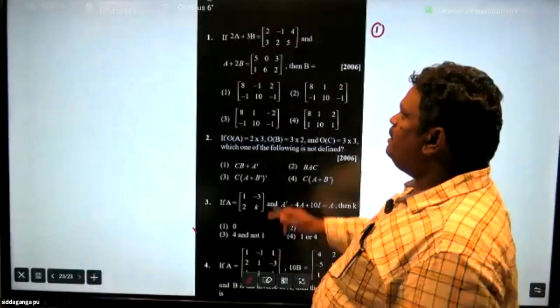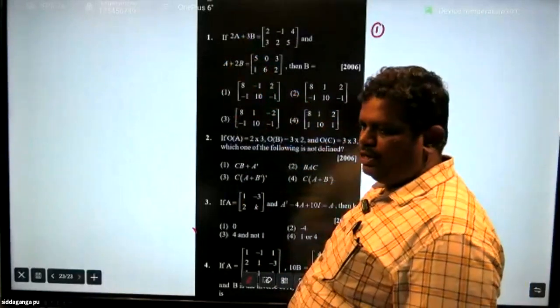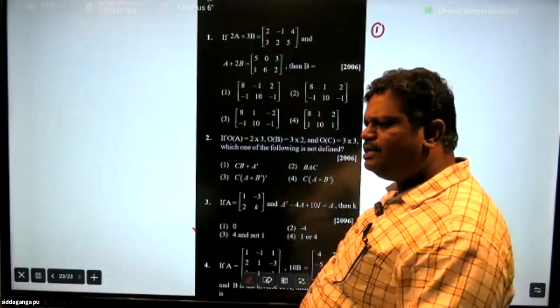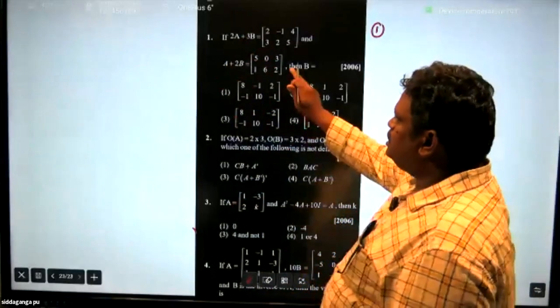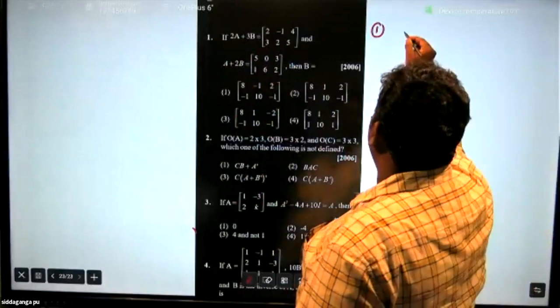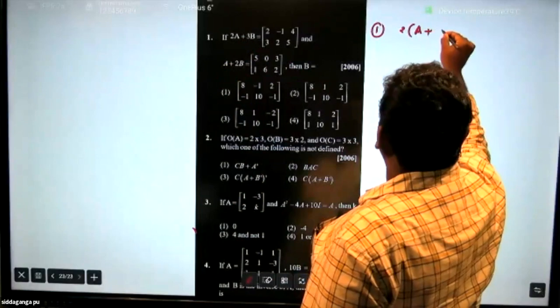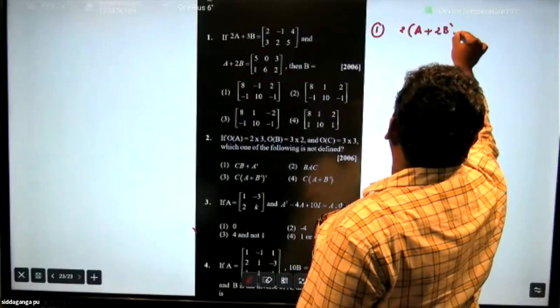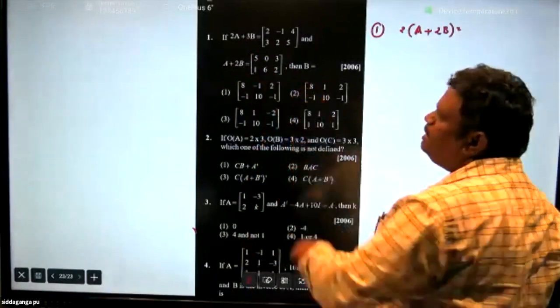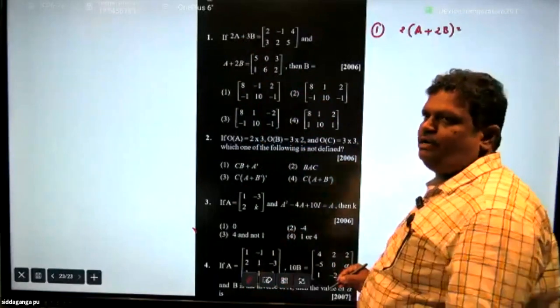Generally we can compare these coefficients. Here we have 2A; here also we can take 2A, then subtract, and easily remove that 2A value. So the matrix A plus 2B, we can multiply it by 2. Then what happens here? 2 into A plus 2B is equal to this matrix totally multiplied by 2. That process is matrix scalar multiplication.